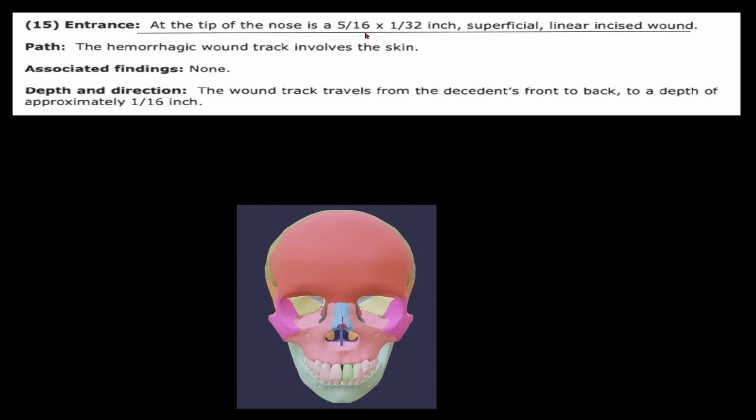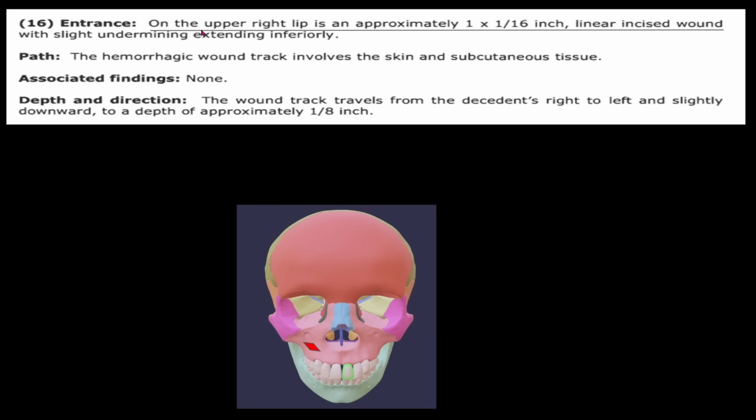Now at the tip of the nose, there's a 5/16 by 1/32 inch superficial linear incised wound, heading from front to back to a depth of only 1/16 of an inch. So it's like just a little cut right on the end of her nose. On the upper right lip is a 1 by 1/16 inch linear incised wound right here. And let's see, the wound travels from right to left and slightly downwards. You see, I barely have it pointing downward to a depth of only 1/8 of an inch. So it's 1 inch long, 1/8 of an inch, just a little cut.